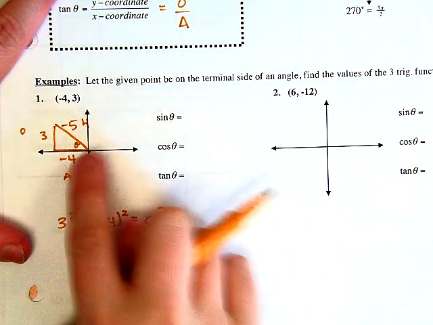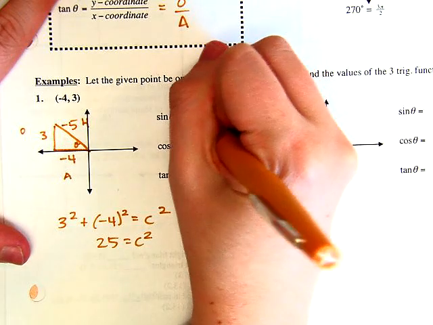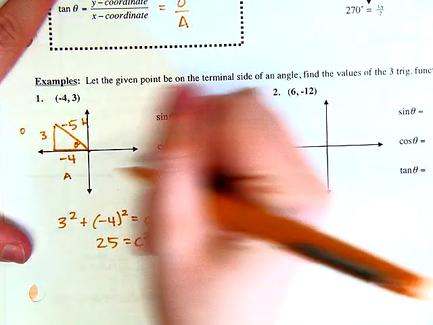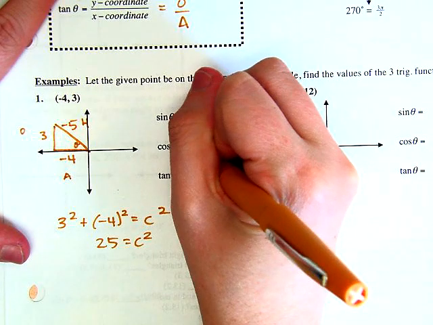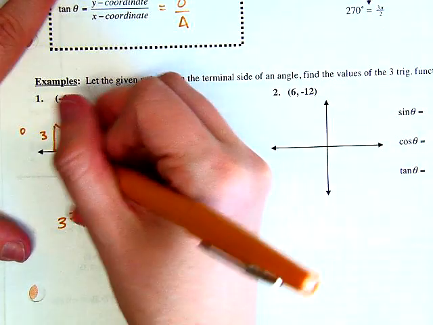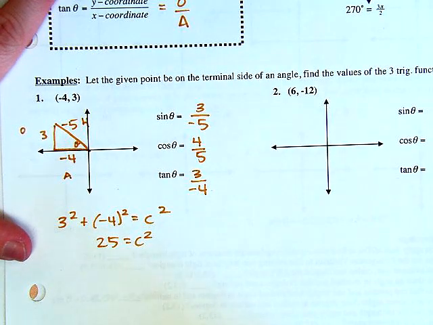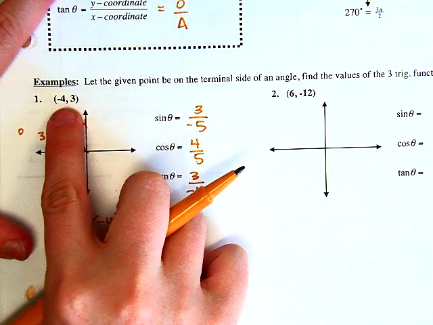Now I'm just looking at filling this in. Sine is opposite over hypotenuse, so 3 over -5. Cosine is adjacent over hypotenuse, so -4 over -5 becomes positive 4 over 5. Tangent is opposite over adjacent, 3 over -4. This point just tells you where to put that.